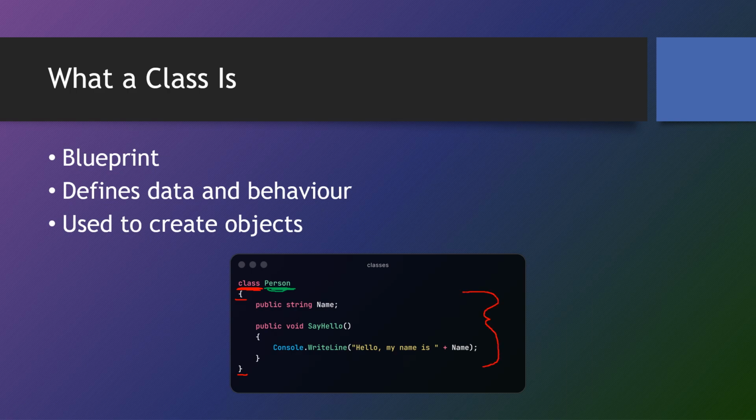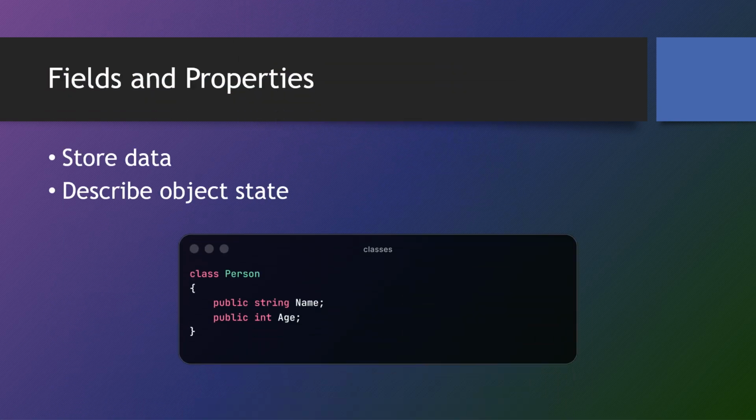Fields and properties, storing data. Inside a class, you often store data. These are usually fields or properties. They represent the state of an object, things like a name, age, or score. Each field has a data type, a name, and a value stored per object. Every object created from the class gets its own copy of this data.